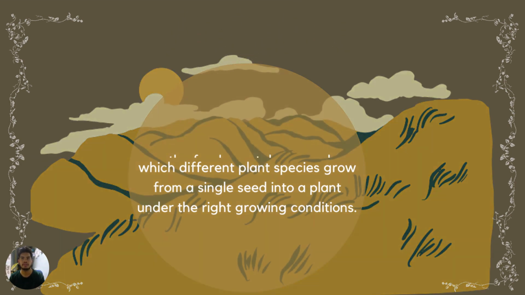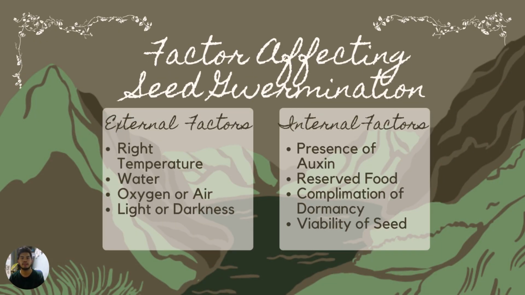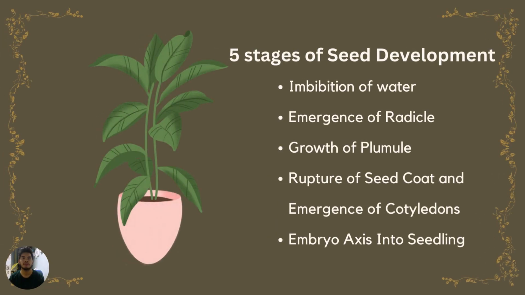There are two right growing conditions that affect seed development, namely external factors and internal factors. External factors mean the environment in the seed area, such as right temperature, water, oxygen or air, and light or darkness. Meanwhile, the internal factors are presence of oxygen, reserve food, completion of dormancy, and viability of seed.